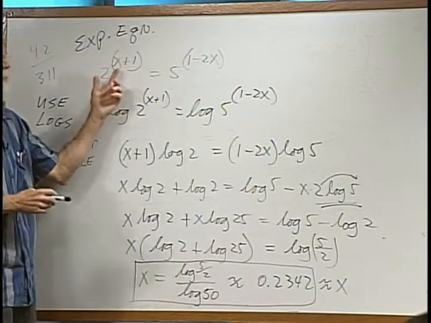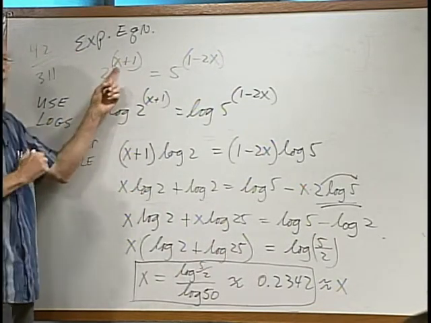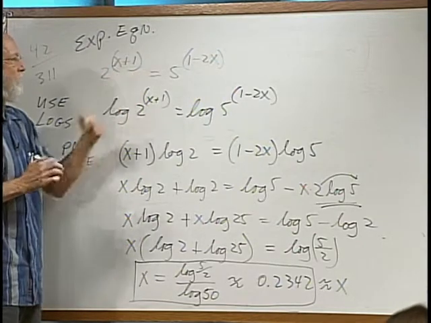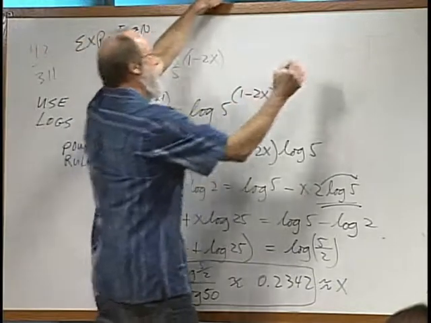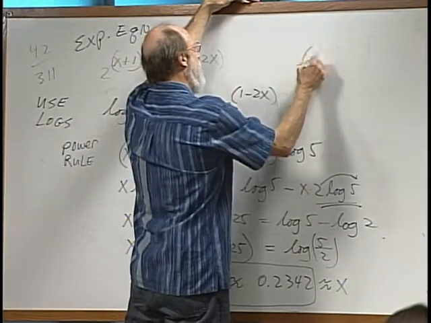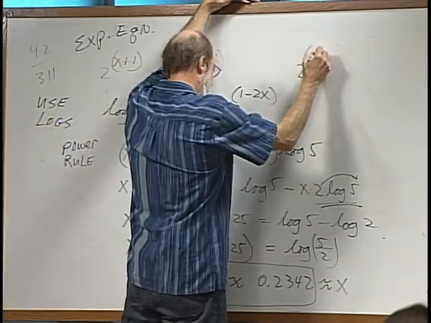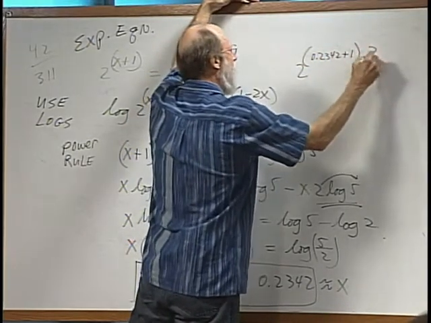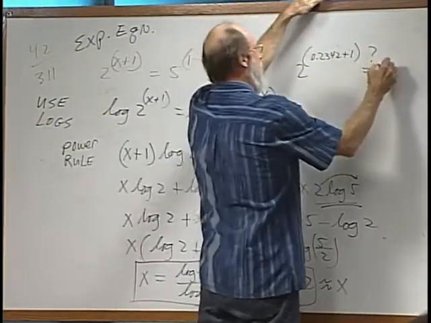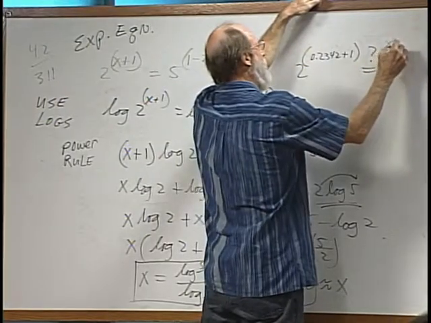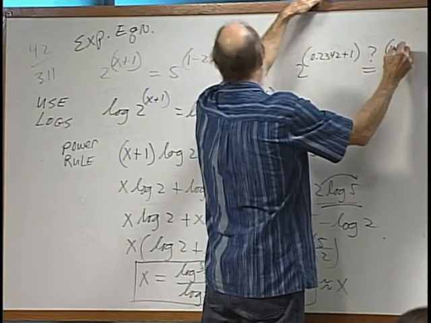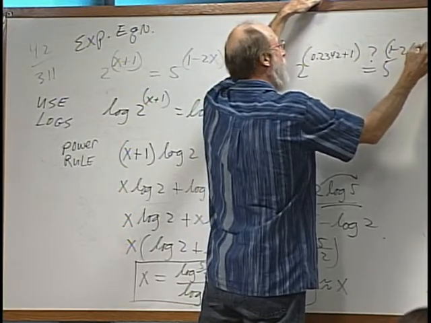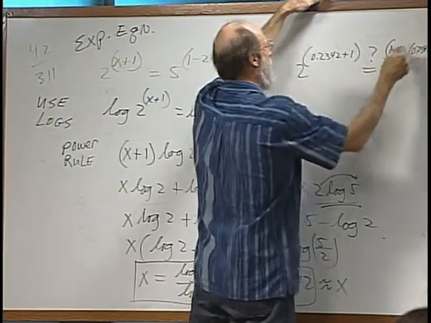So what I do then is I come back to the original problem and I check to see if the left side equals the right side. And I could do that right here. 2 raised to the 0.2342 plus 1, is that equal to the right side, 5 raised to the 1 minus 2 times our 0.2342 value. Sorry for getting messy up there.